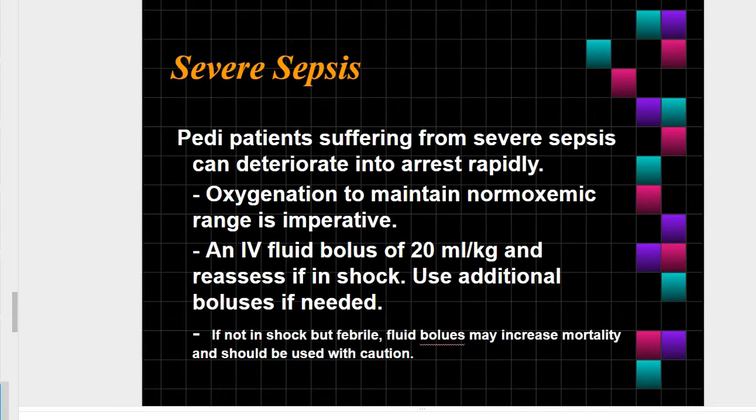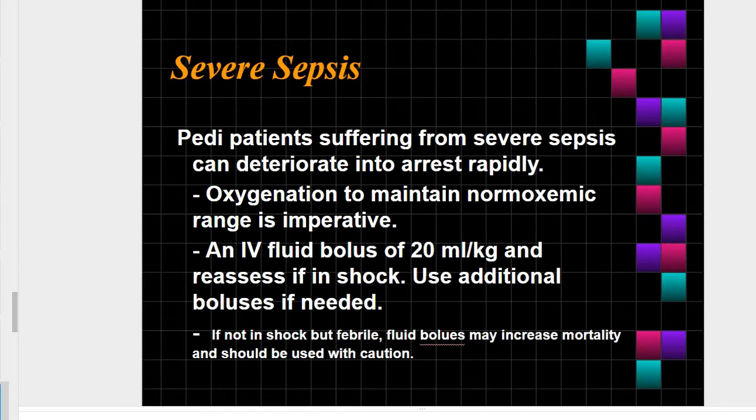Severe sepsis. Pediatric patients suffering from severe sepsis can deteriorate into cardiac arrest very, very quickly. They may have a history of being sick and getting more and more sick, maybe a history of some antibiotics, and you become suspicious based on their presentation that they are septic or could be septic.